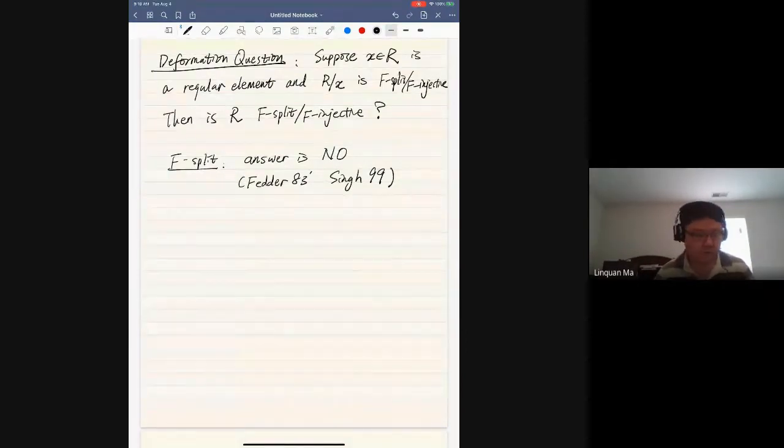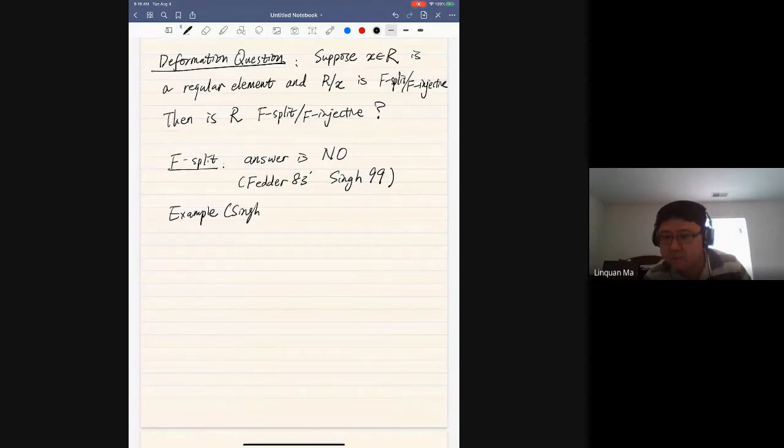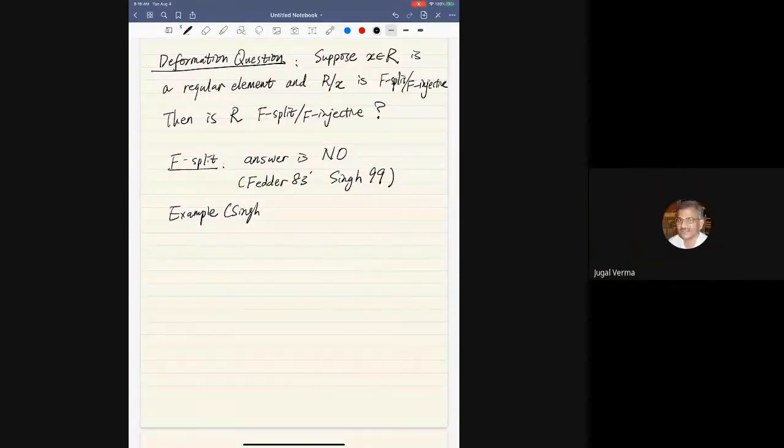He gave a counterexample in 1999, and then it works in arbitrary characteristic, and it's actually very simple. So let me maybe mention this example even. Let's go to Singh. Linquan, there is a question. Right, I'm reading that. I'll relay the converse question.